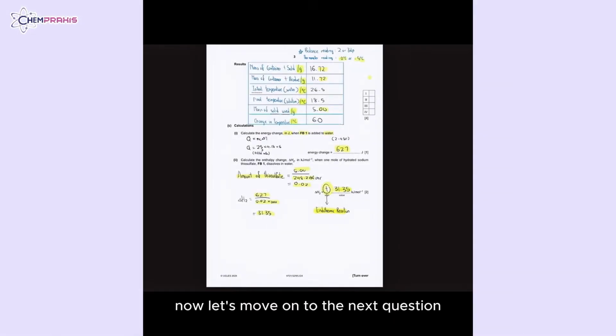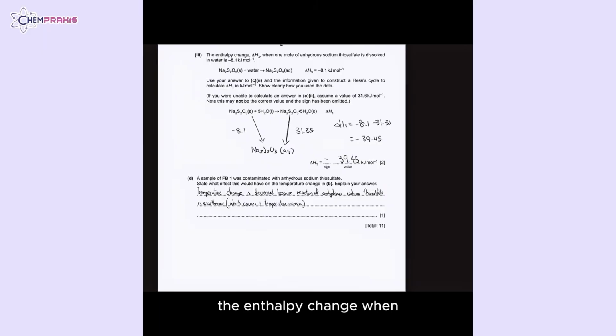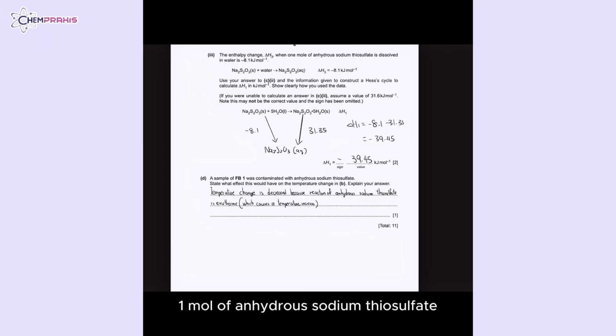Now let's move on to the next question. The enthalpy change when 1 mole of anhydrous sodium thiosulfate is dissolved in water is negative 8.1 kilojoules per mole. And this is the equation. So now we have to use Hess's law, the Hess cycle, to find the answer. We already have the first equation over here. So now we need to find out what the answer is in the end.